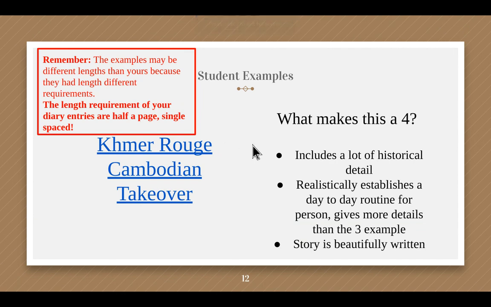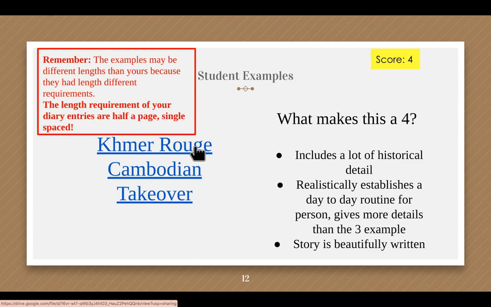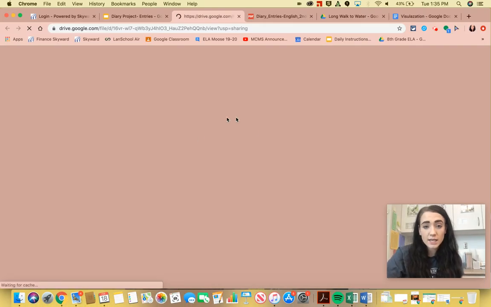Now we're going to look at some examples of a 4. So these ones that we're going to look at now, I think you guys will see the difference between them. They're a lot more developed. So they have more historical details in them. Those day-to-day routines are researched. So they researched what the day-to-day life of somebody living in those countries would actually be like. Then this one, the Khmer Rouge Cambodian takeover, this one is really beautifully written. So let's take a look at this one.